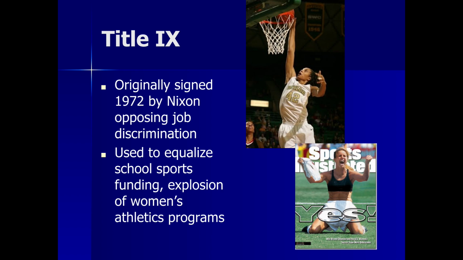Okay, Title IX is Exhibit A for the success of the women's rights movement. Signed in 1972 by surprisingly liberal President Nixon. It's been used to equalize sports funding. That young lady can dunk a basketball. The women have won the World Cup. Young ladies are doing great in sports and education.